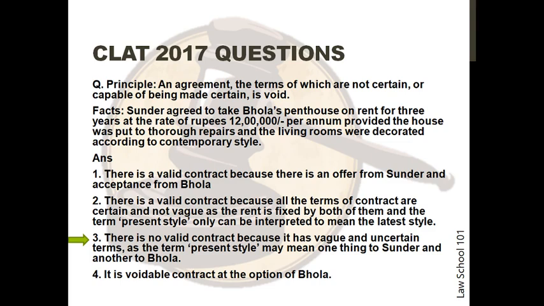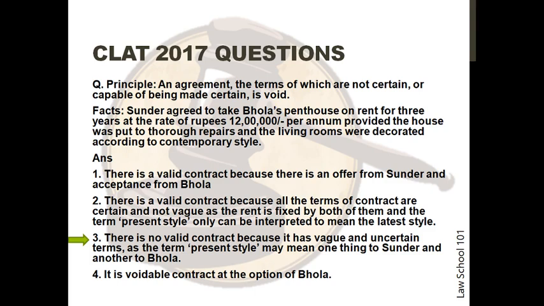The answer options are: number 1, there is a valid contract because there is an offer from Sundar and acceptance from Bhola. Number 2, there is a valid contract because all the terms of the contract are certain and not vague, as the rent is fixed by both of them, and the term present style only can be interpreted to mean the latest style. Option 3, there is no valid contract because it is vague and has uncertain terms as per the present, as the term present style may mean one thing to Sundar and another to Bhola. And the last option is, it is a voidable contract at the option of Bhola.